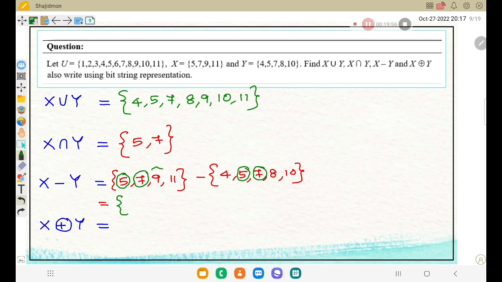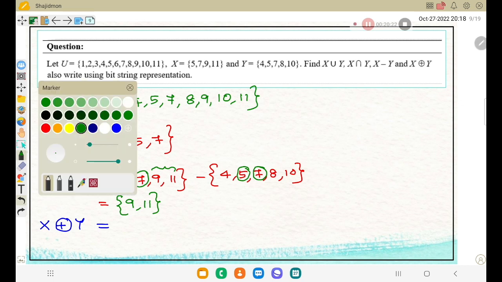What are the remaining numbers in x? That we need to write the answer. 9, 11. So x minus y means set of all elements in x. Okay, it should be in the set x, but it should not be in y set. Okay, so 4, 5 and 7 coming in y, so we need to delete that from x. Remaining x set we are writing 9 and 11. Hope you understood that one. Now we will go to the next one.